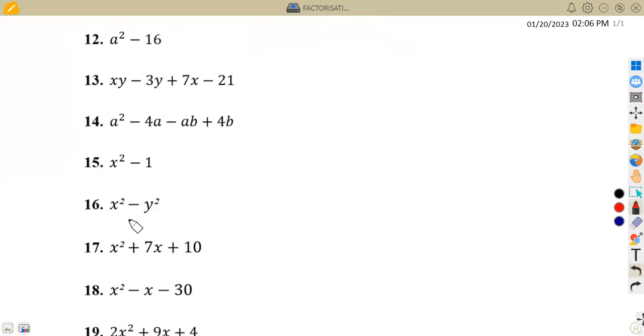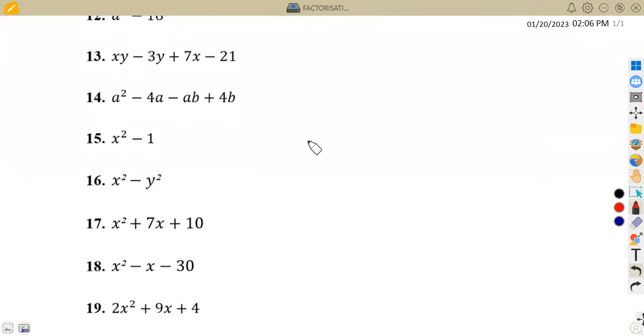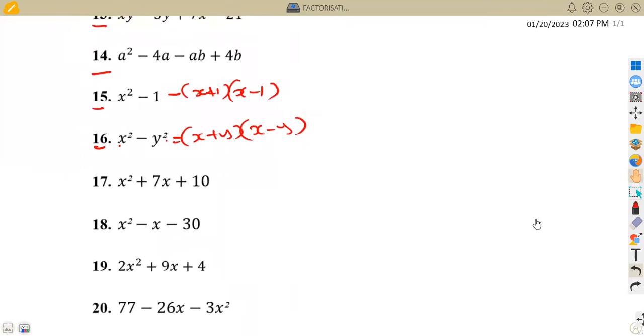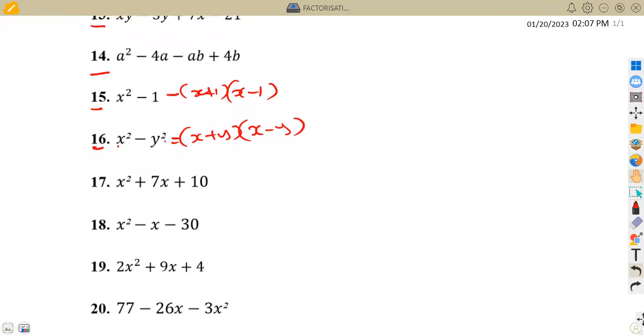So that was question number 12. Number 13, I want you to try. Number 13 is the same thing. Number 14. Number 15, we talked about this, just 2 brackets here, x plus 1 into x minus 1. Number 16 is the same thing again. Already it's x squared, y squared. So it's just going to be x plus y into x minus y.